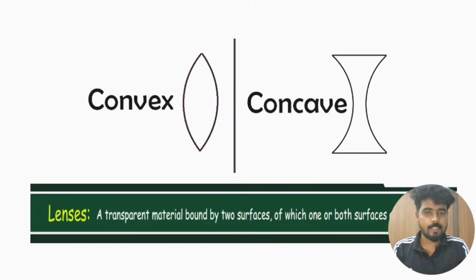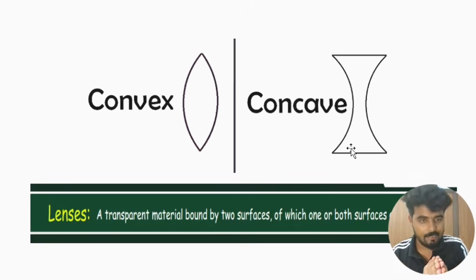The next topic is lens. What do you mean by lens? Lens is nothing but the combination of two mirrors, known as lens. Okay. Now, convex lens and concave lens. This diagram represents the convex lens and this diagram represents the concave lens.